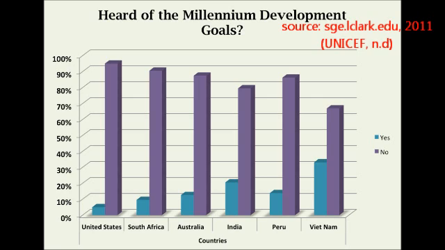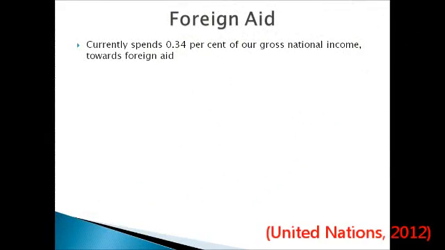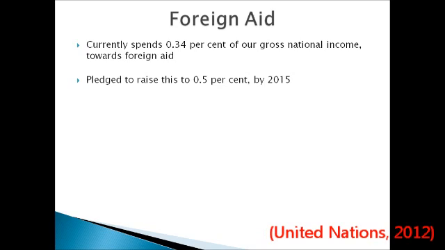To deal with issues as widespread as these ones, this cannot simply be dealt with by a few select politicians. This has to be a global effort to stop poverty. Australia currently only spends 0.34% of our gross national income towards foreign aid. The government has pledged to raise this to 0.5% of gross national income by 2015.